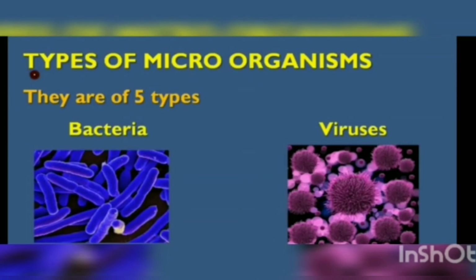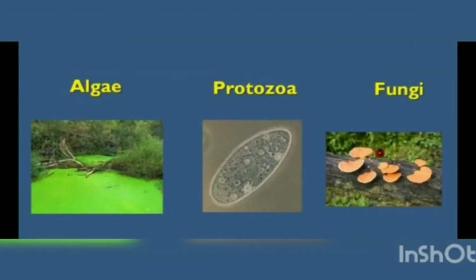What types of microorganisms can we find in nature? There are actually 5 types. First is bacteria. This is how they look. They look like rods. There are many types of them. Another is virus. You are all aware of the disease AIDS. It is mainly caused by a virus. Another type is algae. This is how it looks. You have seen green layers on water. This is called algae. The next is protozoa. This is also a microorganism. And the last one is fungi. This is fungi. Let's start our detailed study.